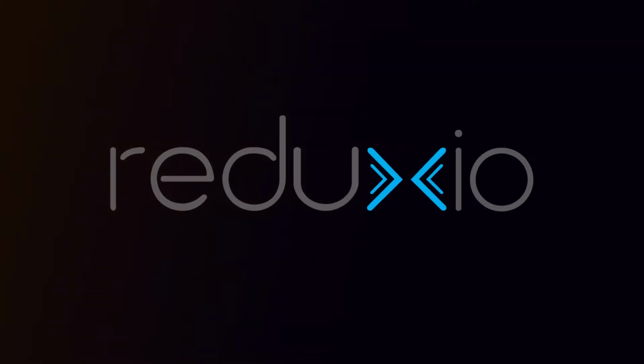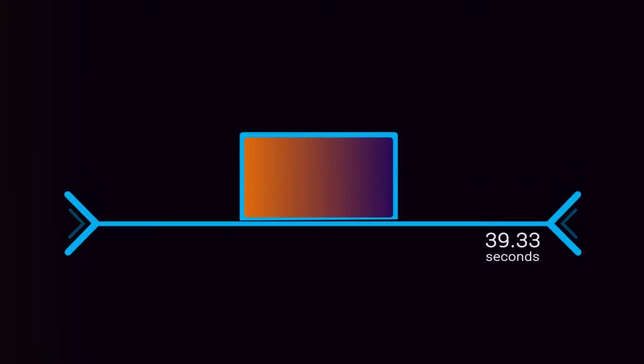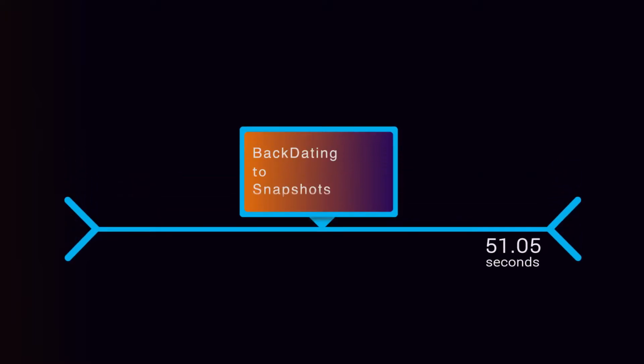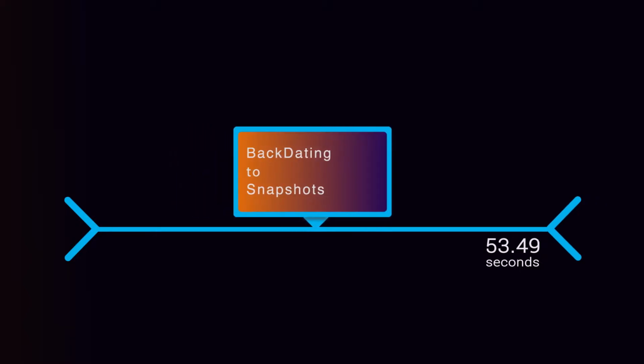The backdating feature found in Reduxio storage arrays boasts the ability to restore data volumes to any point in time, right to the second. In this video, we compare backdating to snapshot technology, which is widely used by legacy storage systems.